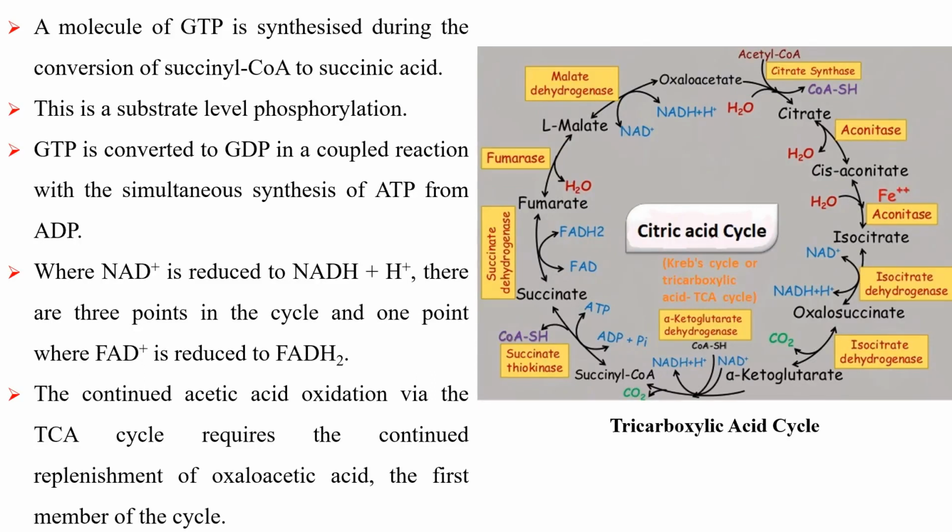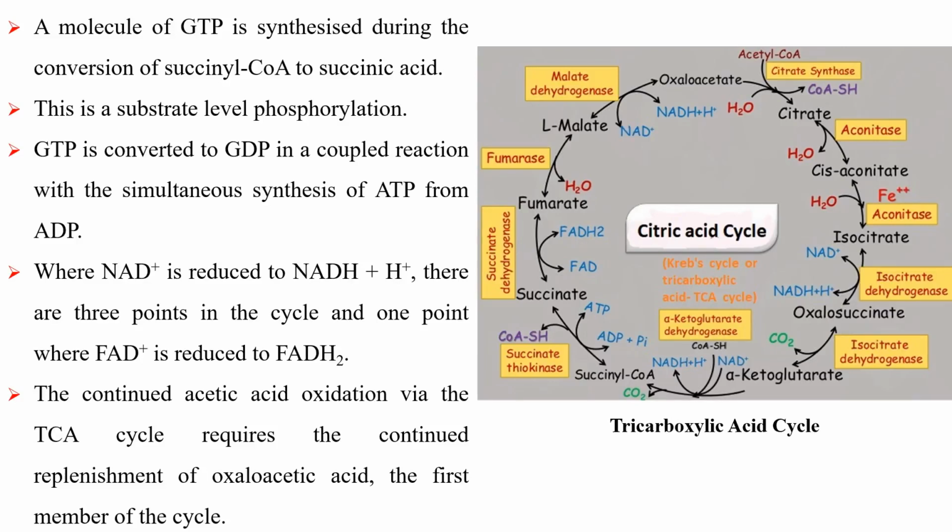A molecule of GTP is synthesized during the conversion of succinyl-CoA to succinic acid. This is a substrate-level phosphorylation. GTP is converted to GDP in a coupled reaction with the simultaneous synthesis of ATP from ADP. At 3 points in the cycle, NAD+ is reduced to NADH plus hydrogen ion, and at 1 point FAD+ is reduced to FADH2.